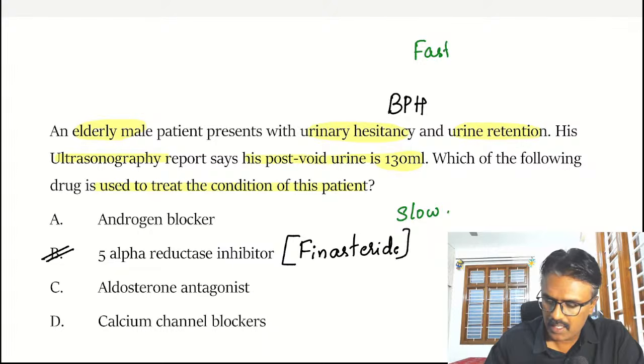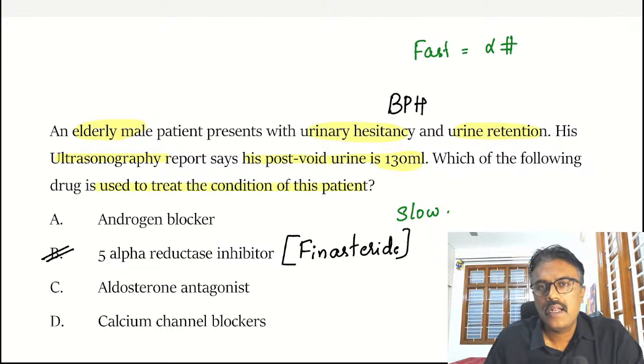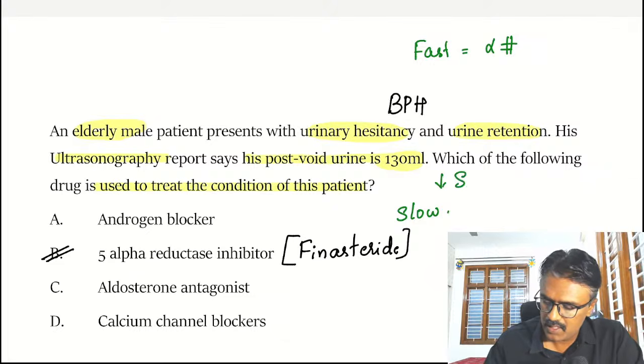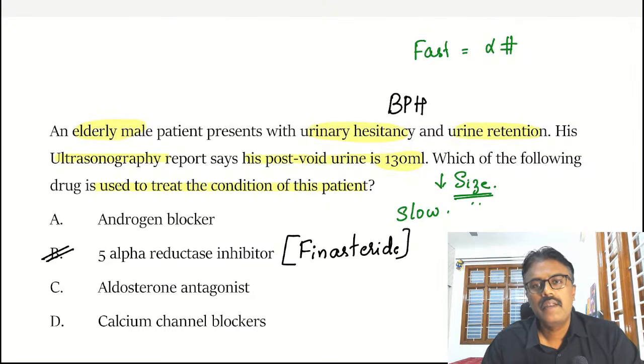The faster acting drugs are alpha blockers. Just now I told you the name is tamsulosin. They are faster acting, or prazosin. Then why are we giving finasteride in BPH? It is to decrease the size of the prostate. So finasteride decreases the size of prostate.